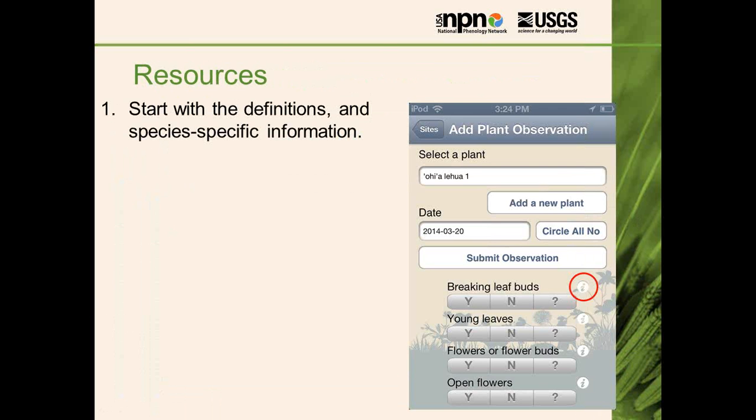You can also find this information on our smartphone applications. Next to each of the phenophase questions, you'll see a little eye. And if you click on that on your phone, then it'll pop up with that phenophase definition for that species.